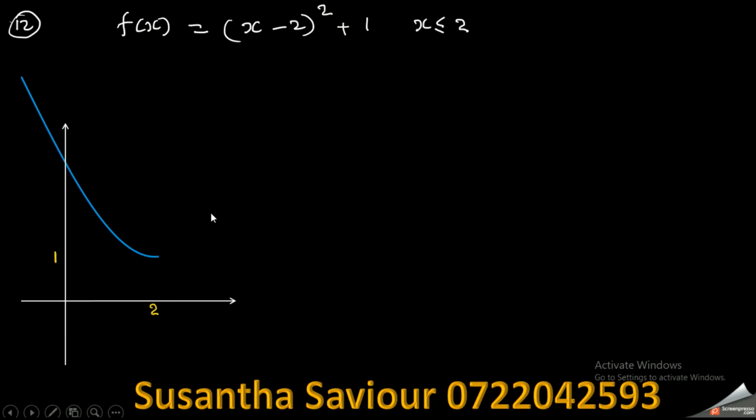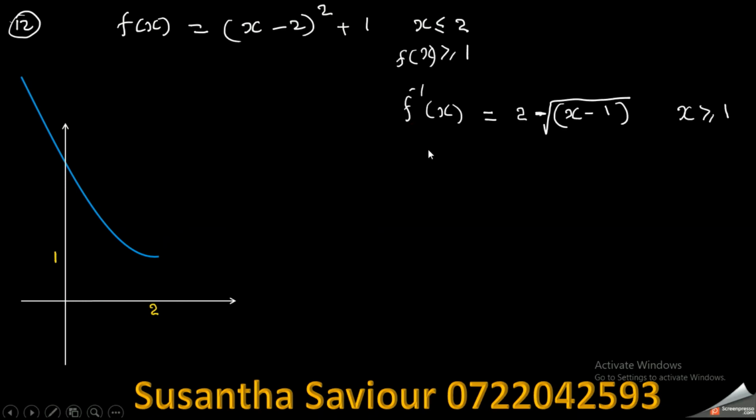Now we will try to take the inverse function. Inverse will be 2 minus this, because the range of the inverse should be less than 2, because the domain of the original is less than 2. Therefore we take the minus here. If we take plus, it will go the other way around. So we take 2 minus square root of x minus 1. This is the inverse of this function.